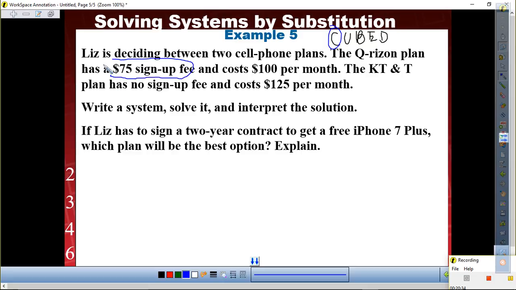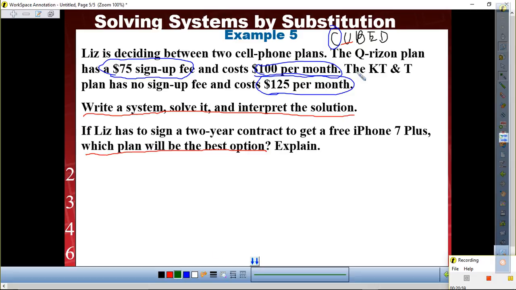$75 sign-up fee, $100 per month, $125 per month for this one. Underlying the question or what they're asking us to do. What do they ask us to do? To write a system, solve it, and interpret the solution. Also at the end, which plan is the best option?